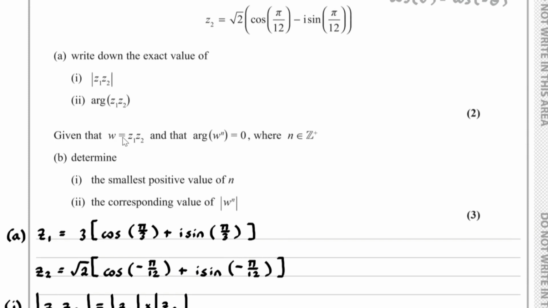Now for part B, we're given that w is equal to z1 z2, and that the argument of w to the power of n is equal to 0, where n is a positive integer. We have to determine the smallest possible value of n and the corresponding value of the mod of w to the power of n.